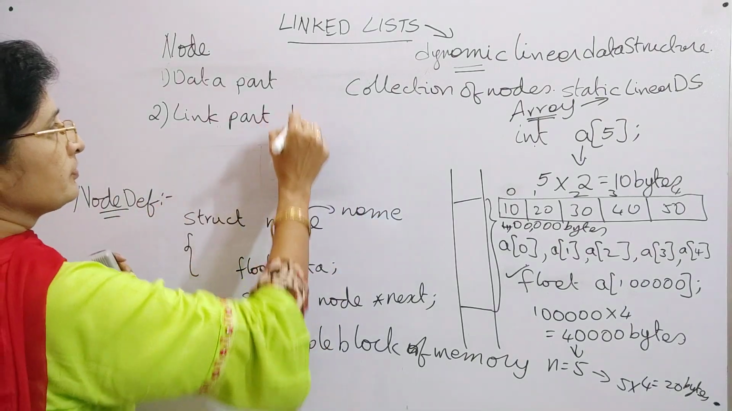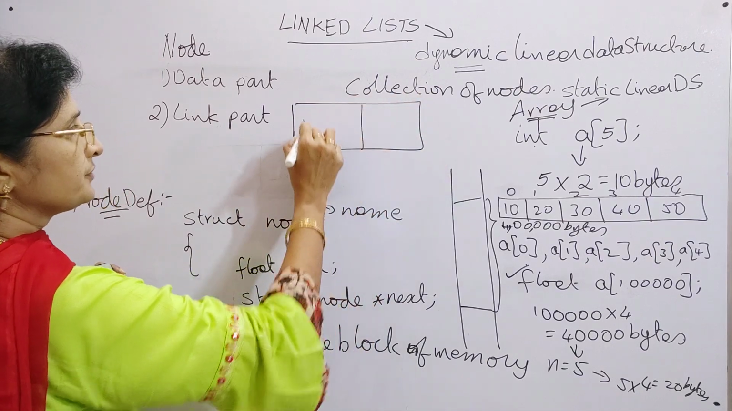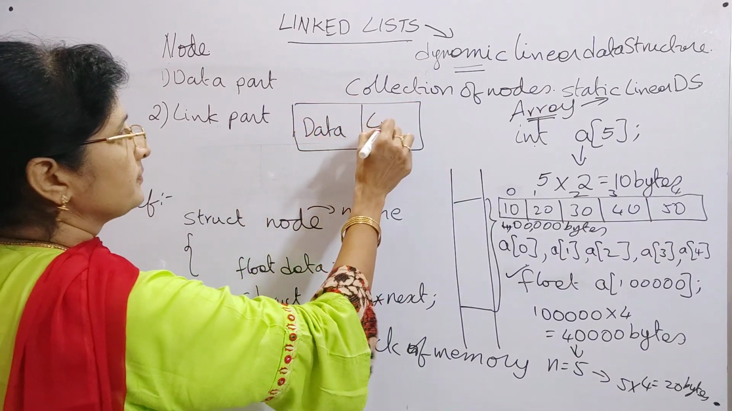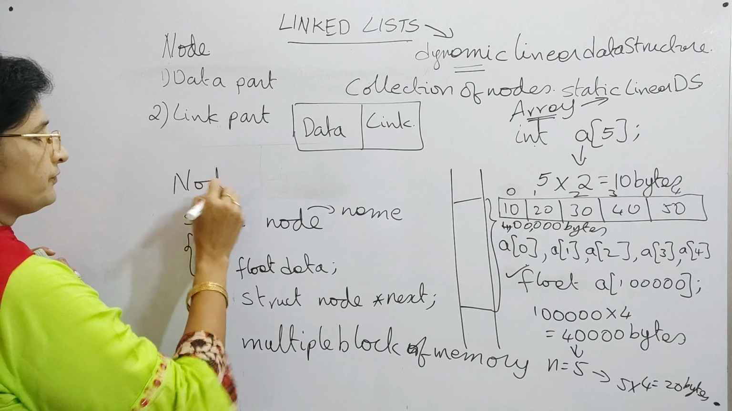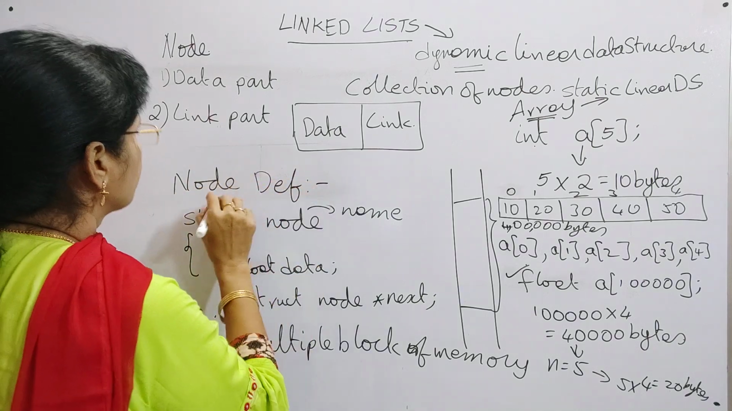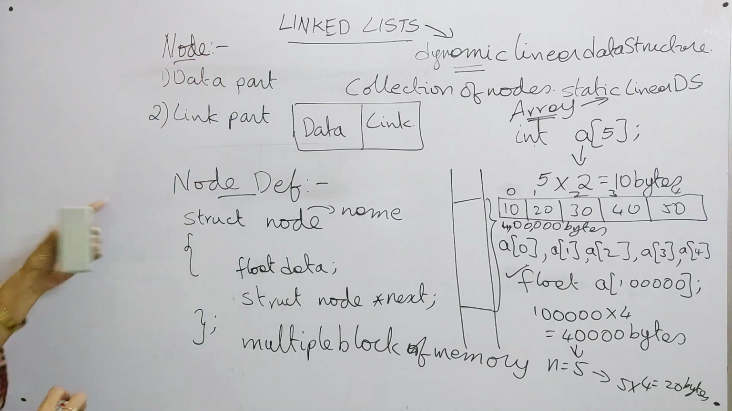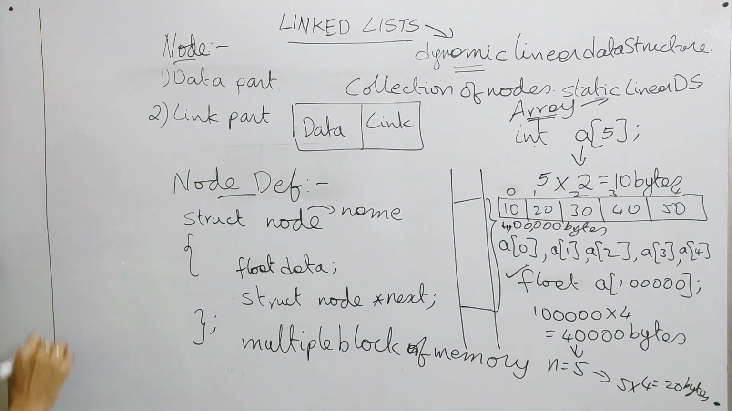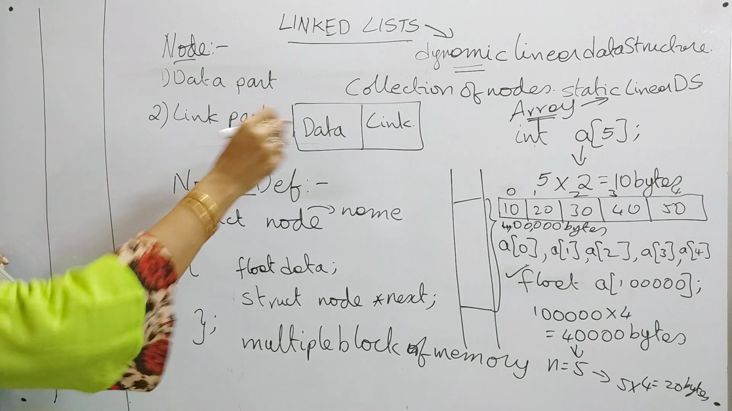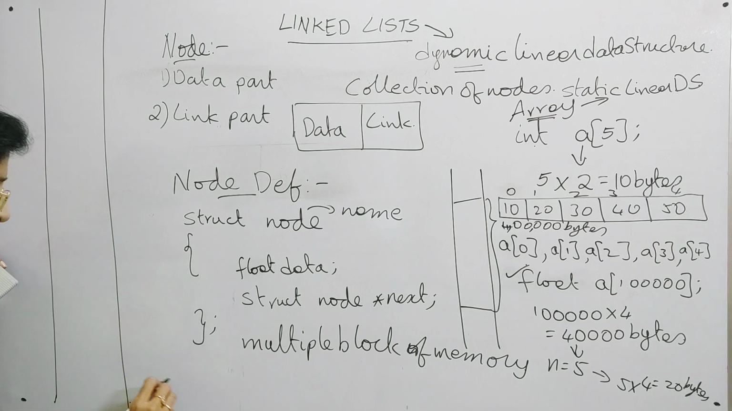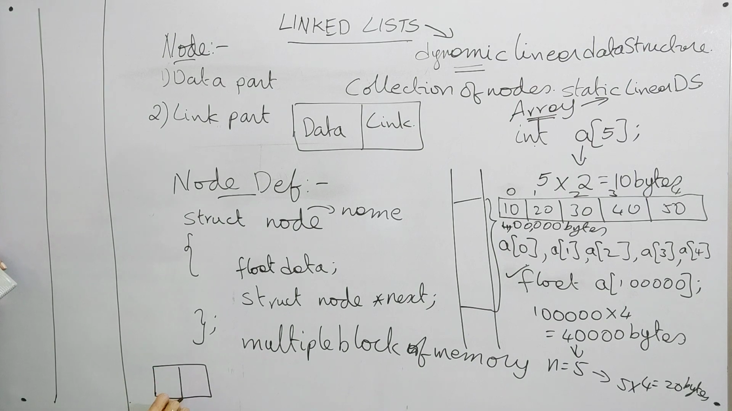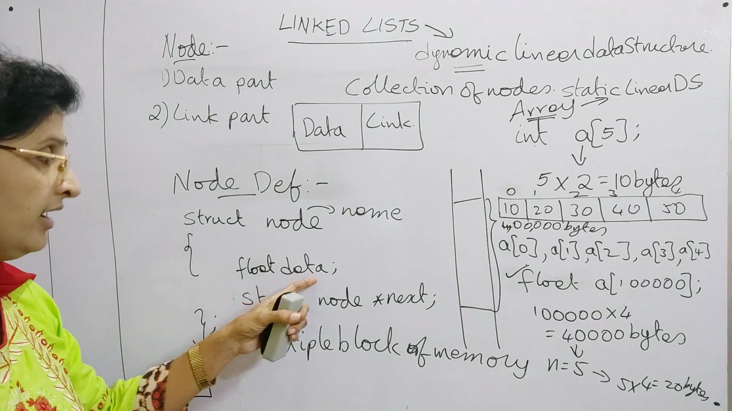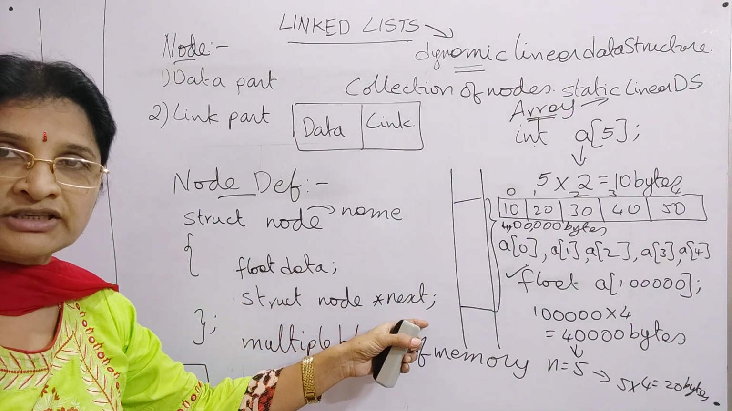This is the node definition. Here I am drawing it: data and link. So this is the node definition. Okay, for example, if this is your system memory, now you want to create a linked list. How can you create it? First of all, you create a node. How much memory is required for this node? Only 4 bytes, plus for the pointer it requires 2 bytes.